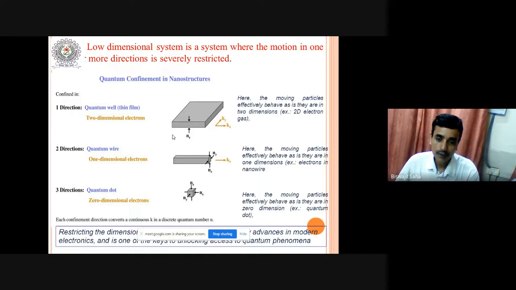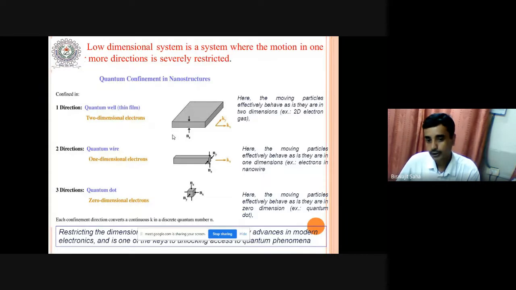So these electrons and their interaction with other material describe what their physical properties are. If the electrons' motion is confined within one direction, then it is called a thin film, and the other two directions are free, so that electrons can move freely in the other two directions. That is what a thin film is.